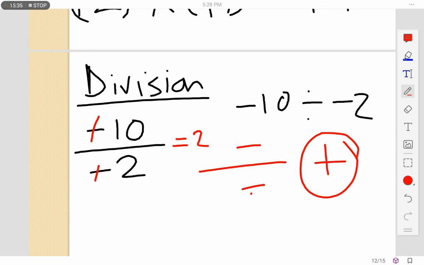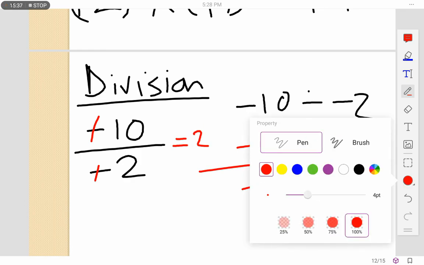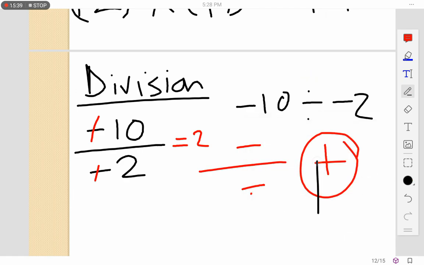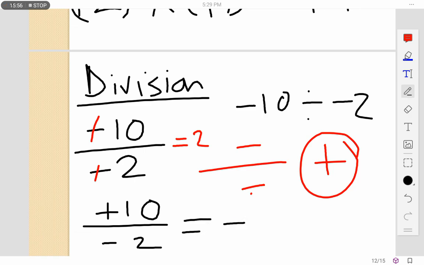I can have again another example, last one before we go. I can have plus 10 divided by minus 2. So when a positive is being divided by a negative, or a negative is divided by a positive, we get a negative answer. So in this case, I'll get minus 5.